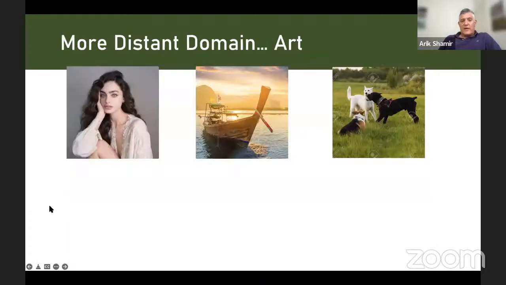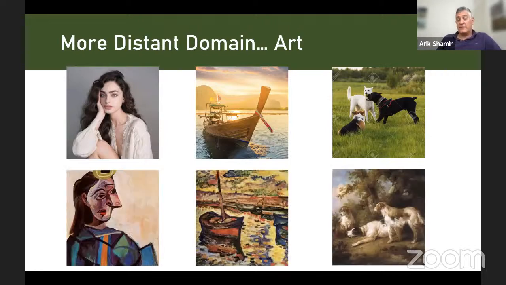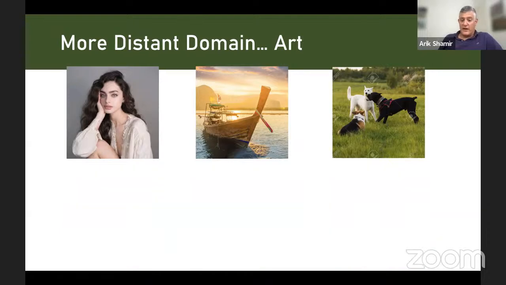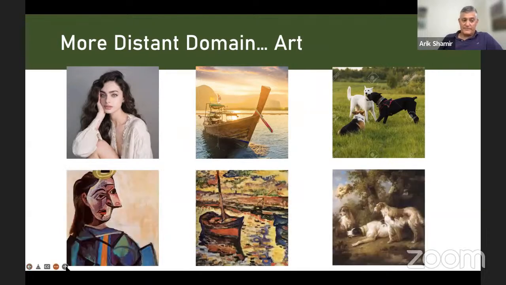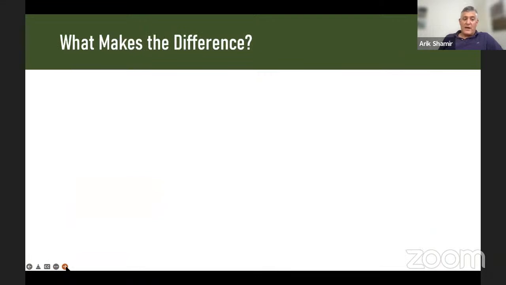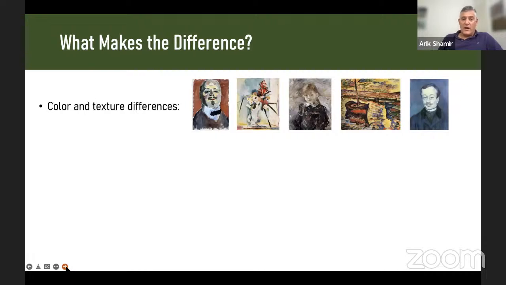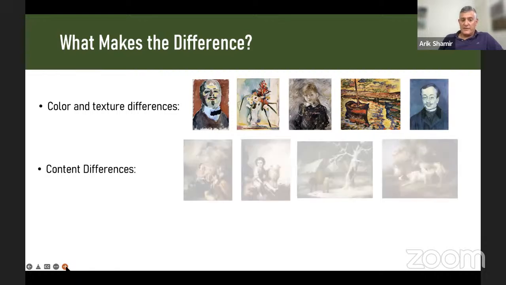Okay, so let's move to a more distant domain, and in this case, art. So not animation, but real artistic images or artistic paintings. As you can see in this example, there's a huge difference in many aspects between photorealistic images and artistic images, even if they are realistic images. What are these differences? As I said before, there are a lot of color and texture differences between artistic paintings and real photographs. There are also a lot of content differences.